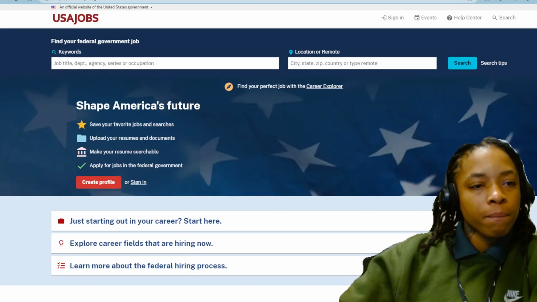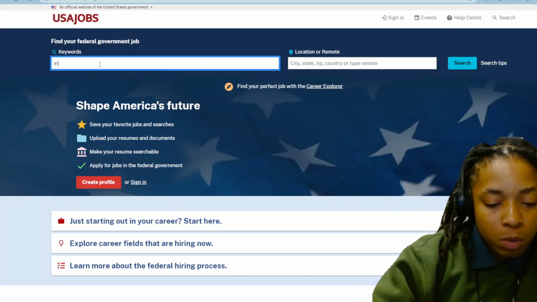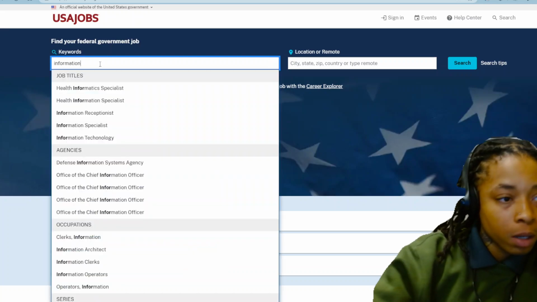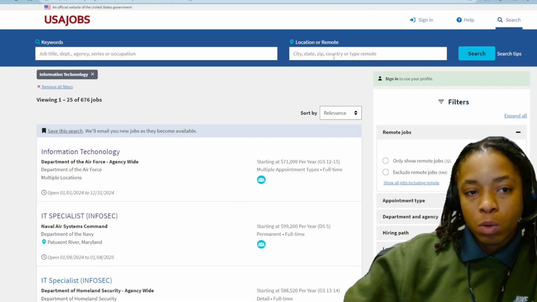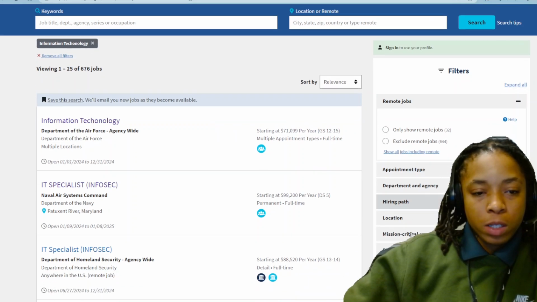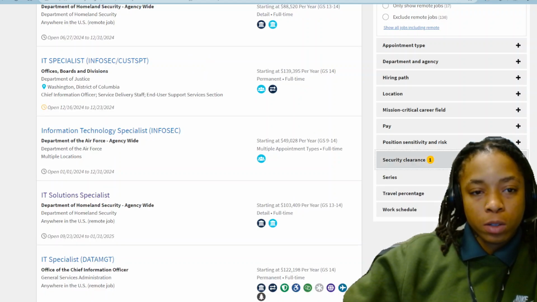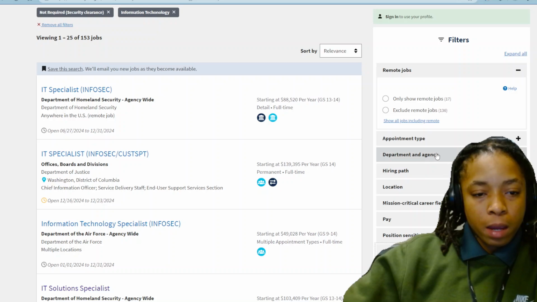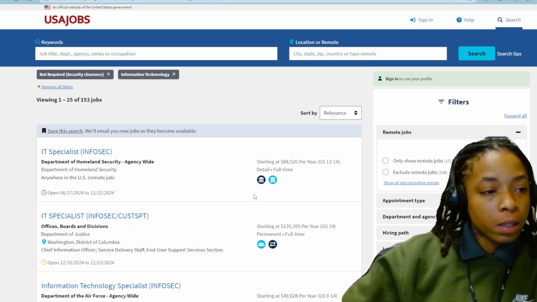Go to usajobs.gov. Right here is the title. You'll type in information technology. Now you could put your city, your zip code, country, or even remote, right? I'm in DC, but we're going to just keep it for where it's at, and we could edit or modify some stuff. Let's not worry about security clearance. And like I say, everybody here ain't in the DMV area, so this is just an example.